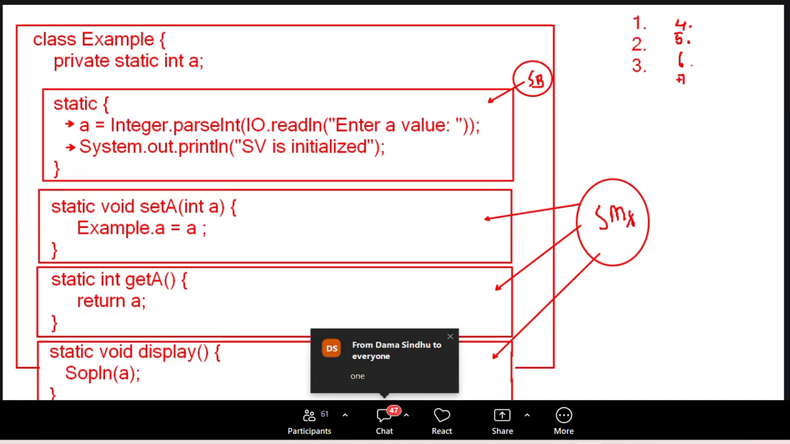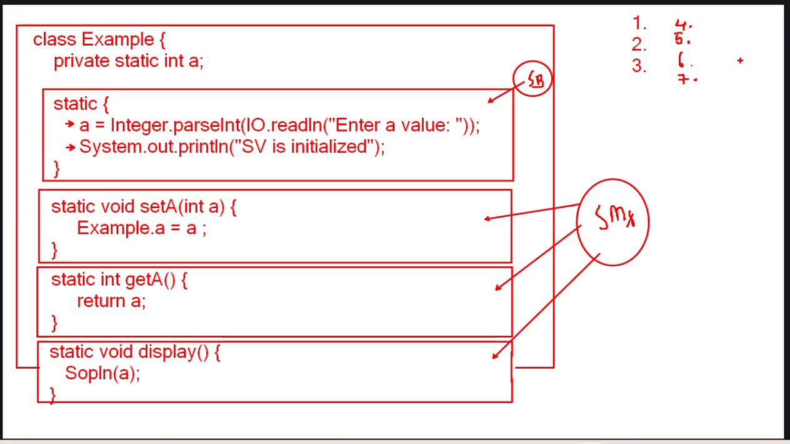Okay, write down the 7th point. If we access a static variable or static method or constructor multiple times, the static block is executed only one time, just before the first accessed member execution.